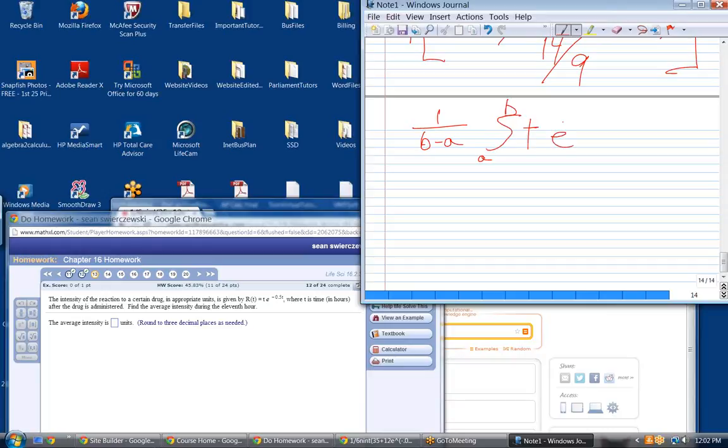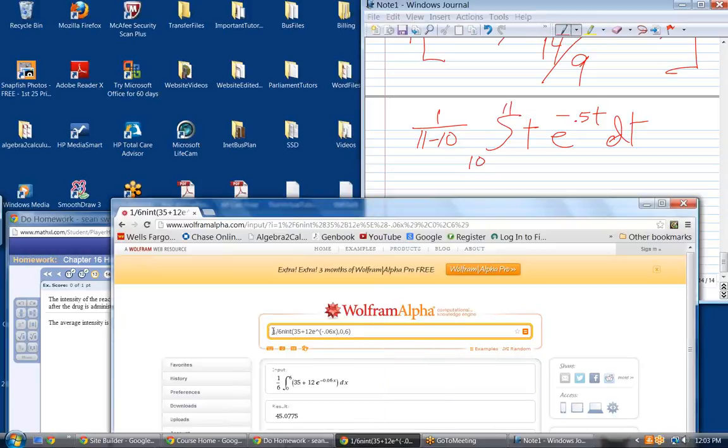This is undoubtedly the function we need to integrate. The only thing we need to figure out is a and b. So A is 0, B is 11. That would be the average intensity for the first 11 hours. 10 to 11. Correct. So this becomes 11 minus 10. And this becomes 10 to 11. So there's no coefficient multiplier since it's 1.